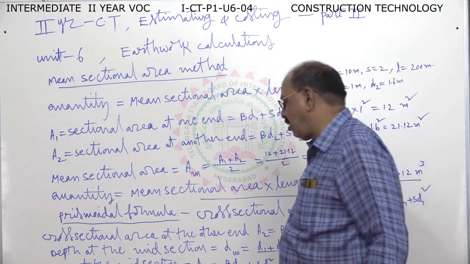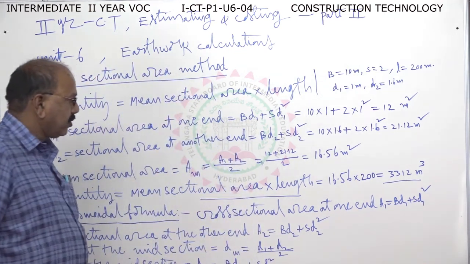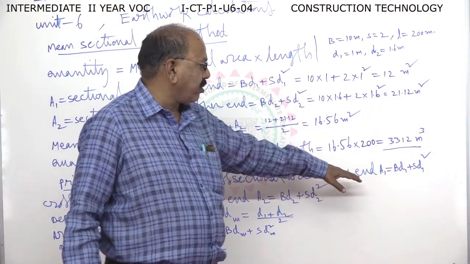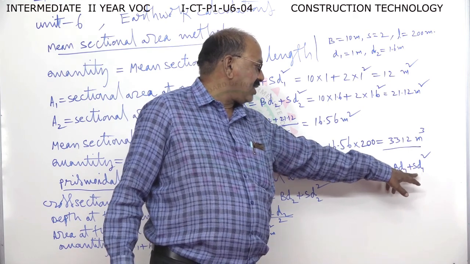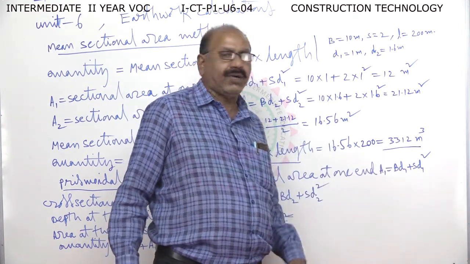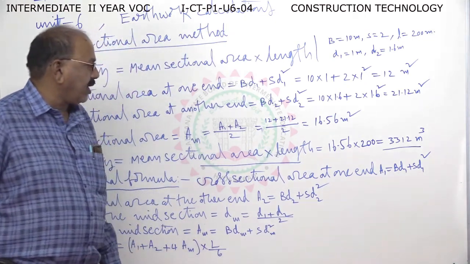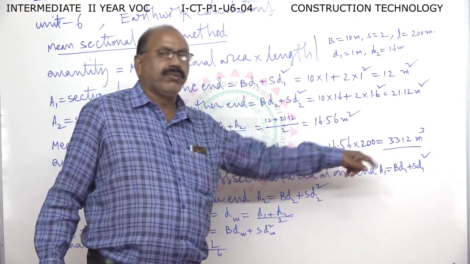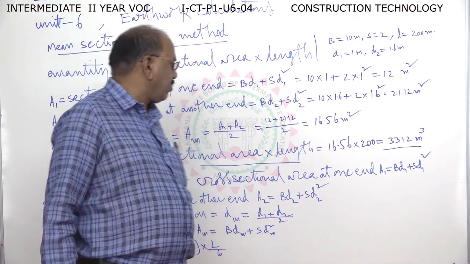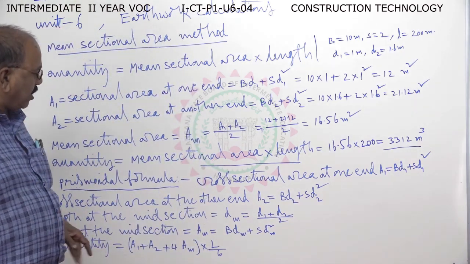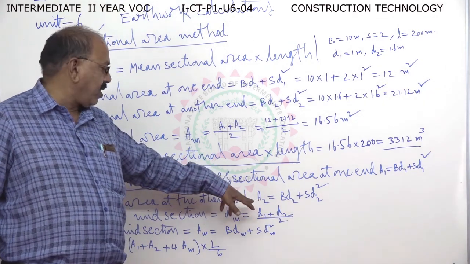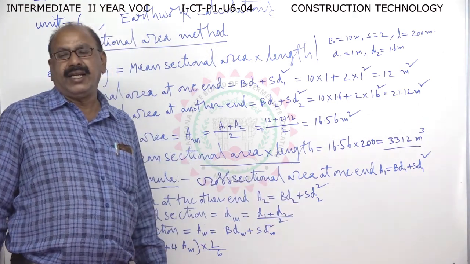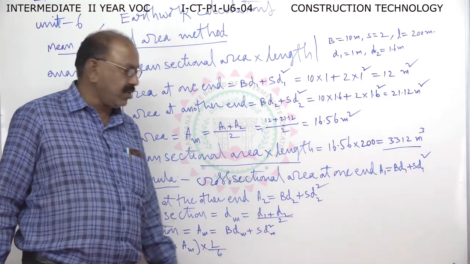Now see, trismoidal formula. In this, cross-sectional area at one end, A1 is equal to BD1 plus SD1 square. This is one formula, students. Next, cross-sectional area at the other end, that is A2, is equal to BD2 plus SD2 square. This is another formula. Okay.